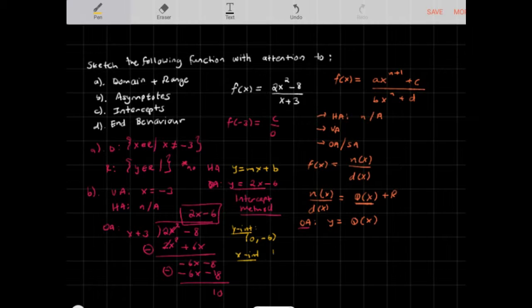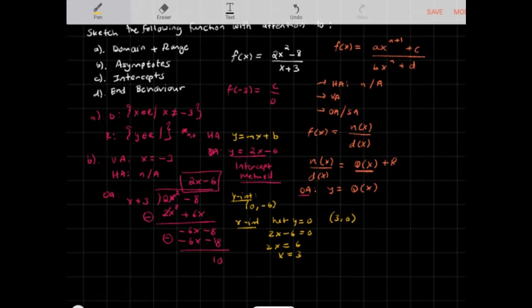is basically, if we let y equal 0, 2x minus 6 is equal to 0, 2x is equal to 6, x is equal to 3. So the x-intercept is 3 and 0. Okay, so that is what the x and y-intercept look like for the oblique asymptote. But let's find the x and y-intercept of our original function, right?